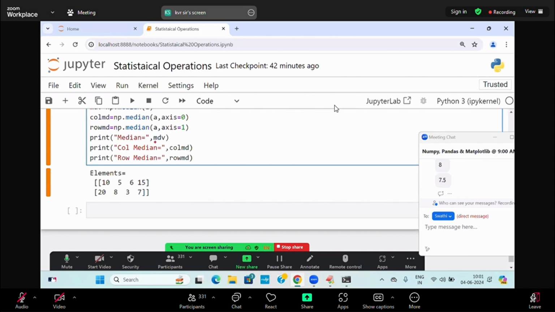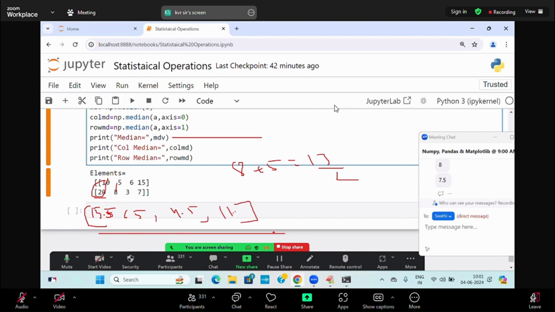Here, however you calculate the median, now go to 10, 20. This data is sorted already. Two elements are there. 10 plus 20 by 2, what is the element? 15.5. Column I am talking about. 8 plus 5, 13 by 2, 6.5. Next is 6, 3: 4.5. Next is 15 and 7: 22 by 2, 11. This is for the column.